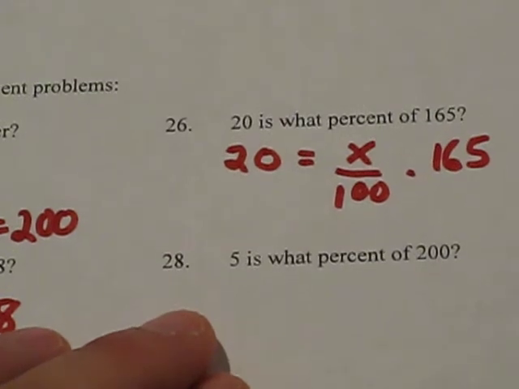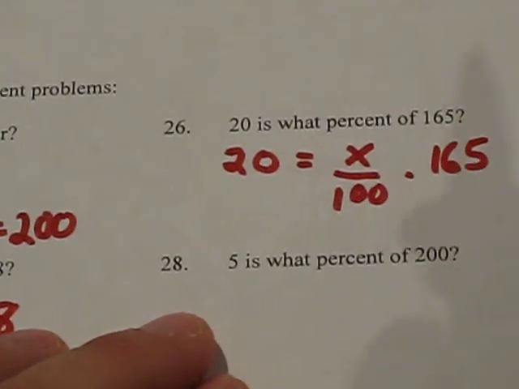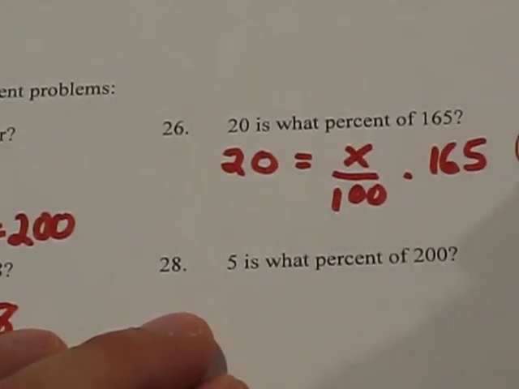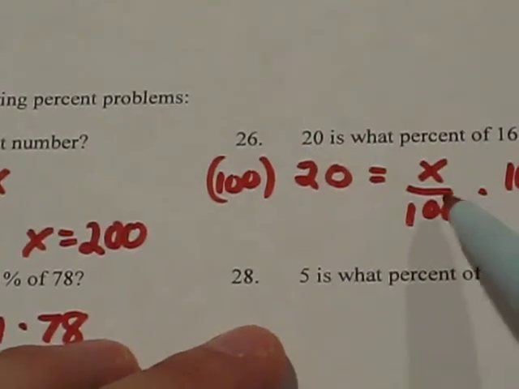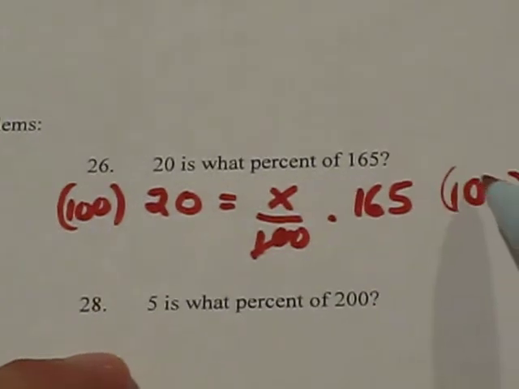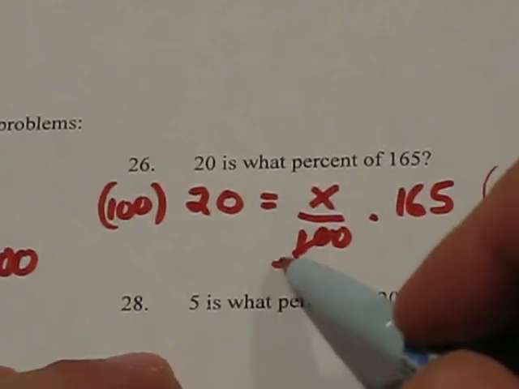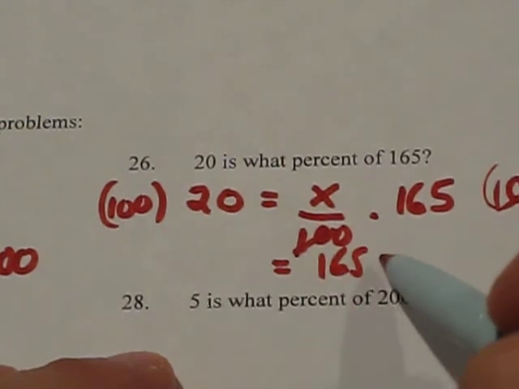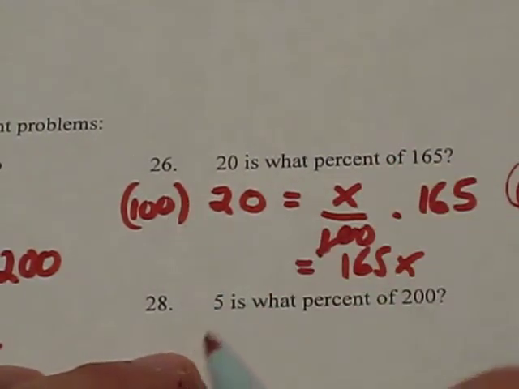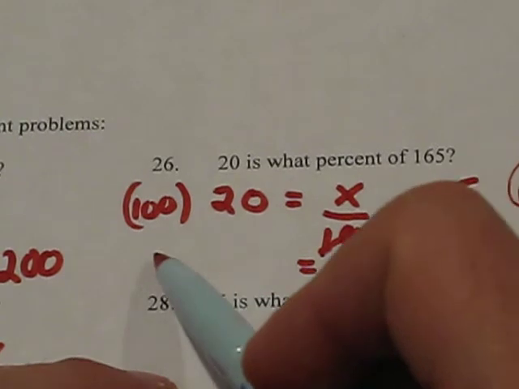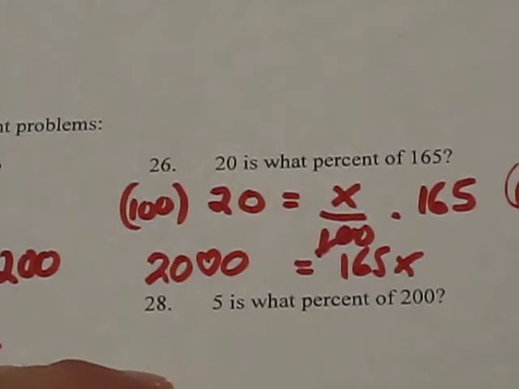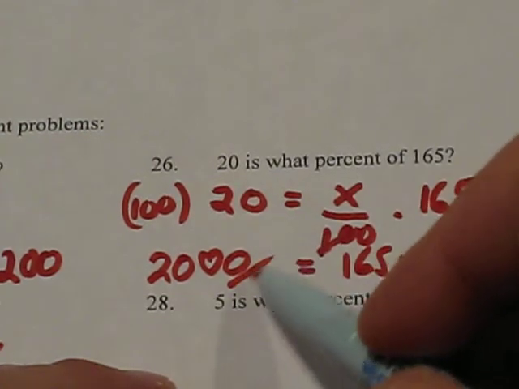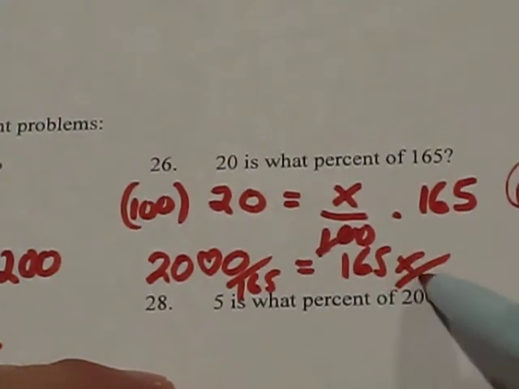Now to solve this one, we should try to get rid of this division of 100 by multiplying both sides by 100. We multiply both sides by 100, we cross out the 100s because the division of 100 and the multiplication of 100 make 1. And that leaves the right-hand side of 165x is equal to the 20 times 100 is 20 with 2 more zeros, or 2,000. To solve for x, we would divide by 165.